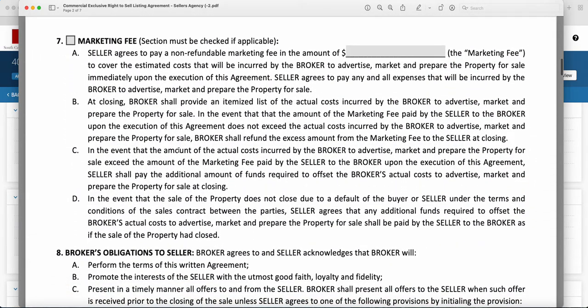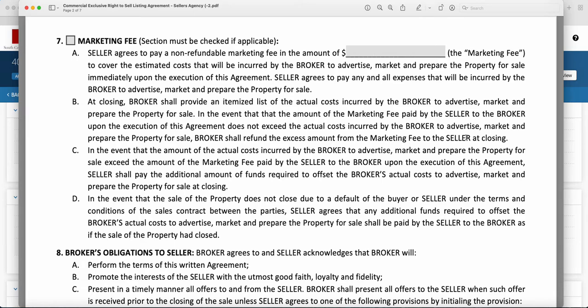Next is our marketing fee. This is unique to the commercial contract. If you decide to select it, you can actually have the seller pay you a non-refundable marketing fee in a certain amount. Again, it sometimes takes longer to move commercial properties, and sometimes they don't move at all. And when I say move, of course, it means sell. So if you want to cover some of your risk for that and make sure that the seller essentially is being very serious about the deal, you can add some dollar amount.